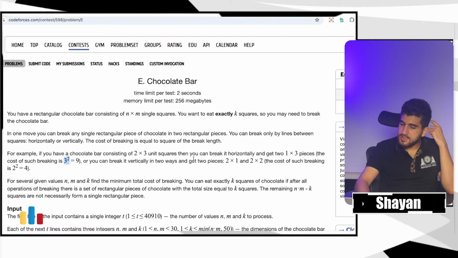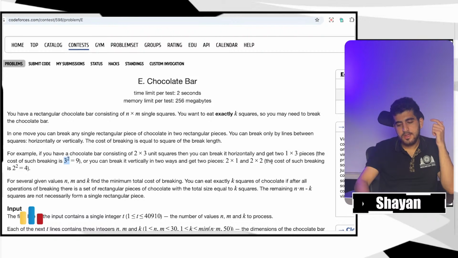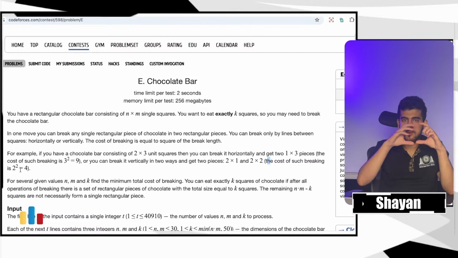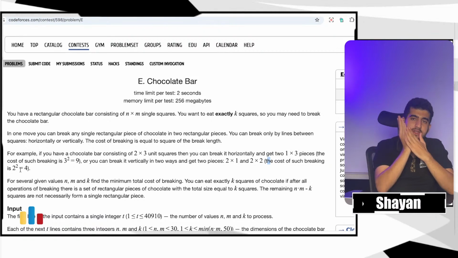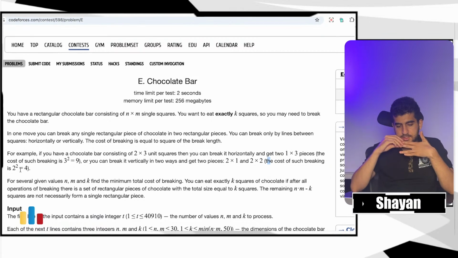If you break it vertically in two ways and get two pieces, 2 by 1 and 2 by 2, the cost of this breaking is going to be 2 to the power of 2, because you have 2 by 3. If you break it vertically, the length of your break is going to be 2. So your cost is going to be 2 to the power of 2, it's going to be 4. For several given values n, m, and k, you need to find the minimum total cost of breaking.